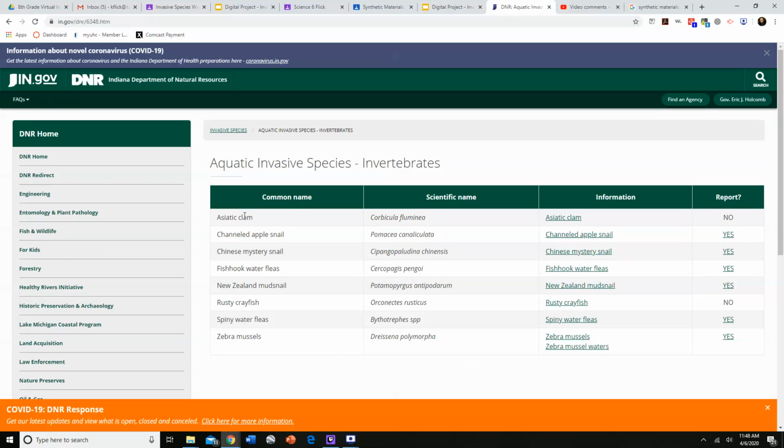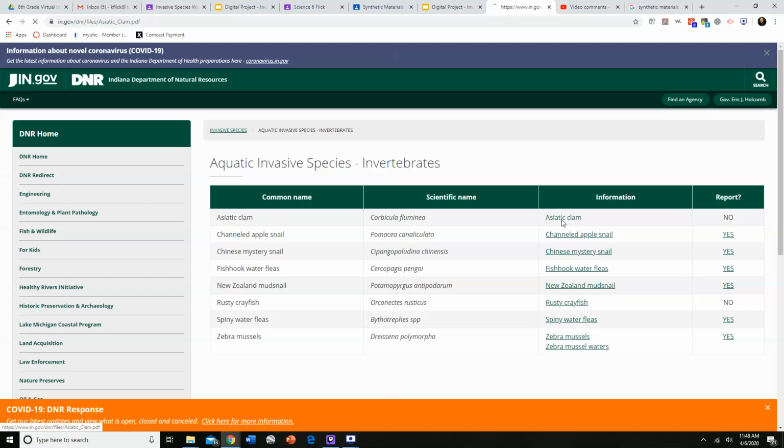Okay, so Asiatic clam, there's this common name, and as it asks for in the assignment, there is your scientific name. And that needs to be in italics like that. That's very important. Put your scientific name in italics. The first part of it should be capitalized. The second word in the scientific name is not capitalized. Okay, so here's information about each of these invasive species.